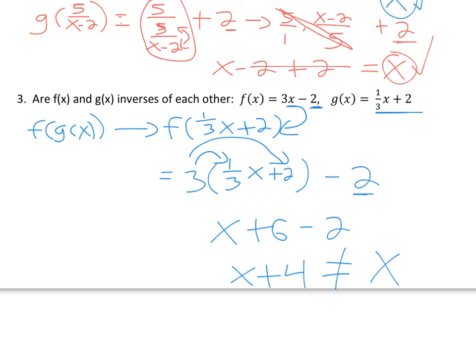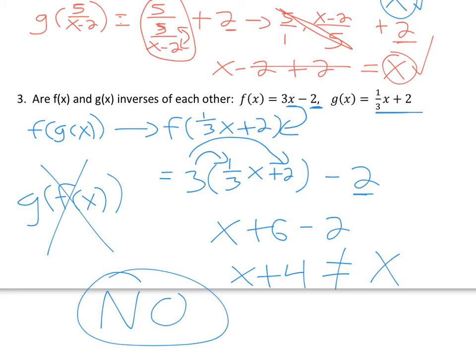So I don't even have to do the g of f of x, because since this doesn't equal x, I can say no, they're not inverses of each other. All right, so this video pretty much just went over using the f of g of x and g of f of x. They both have to equal x in order for those two functions to be inverses of each other.